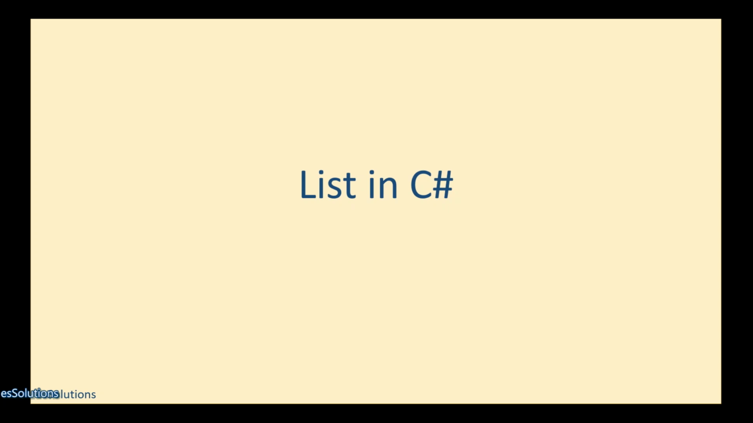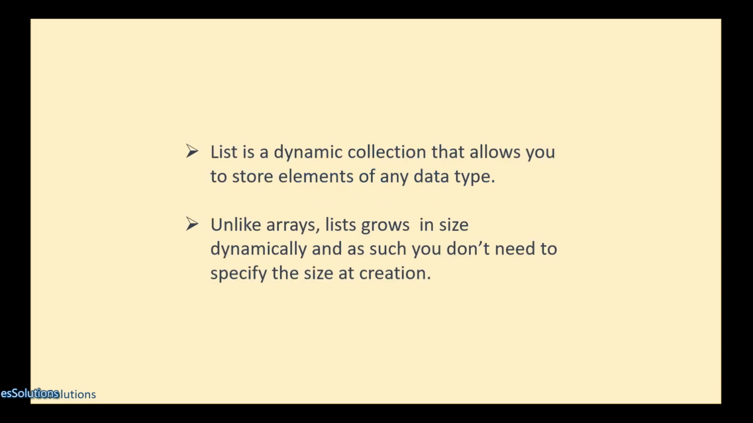In this video, we'll be looking into the list in C#. This is the continuation of the C# beginner series, and previously we had talked about arrays in C#. So the list in C# is a dynamic collection that allows you to store elements of any data type.